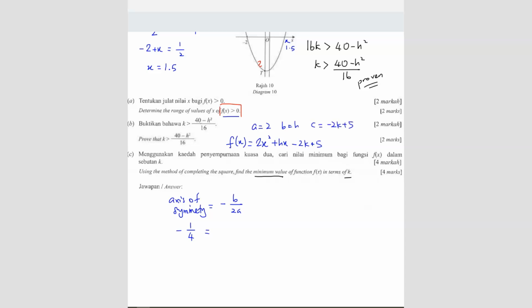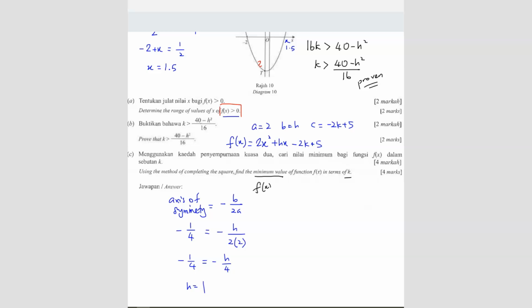So we're going to substitute here. Negative b is h, divided by 2a, which is 2 times 2. So from here, negative 1 over 4 equals negative h over 4. So we know that h is equal to 1. Now that we know h is 1, we can use completing the square to find the minimum value. So let's do this.